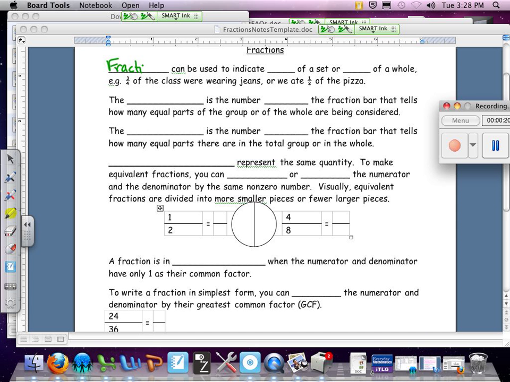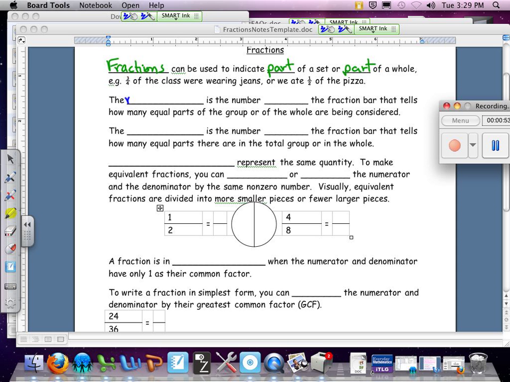So fractions can be used to indicate part of a set or part of a whole. So you could say something along the lines of 3/4 of the class were wearing jeans, or we ate half of the pizza. So part of a set, you're talking about a specific amount out of all of the objects in the set, in this case the people in the class, or part of a whole, like what portion was eaten in the case of the pizza.